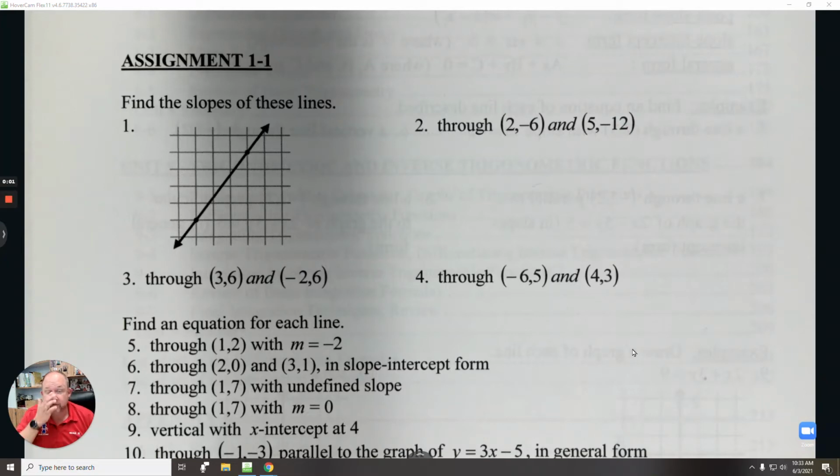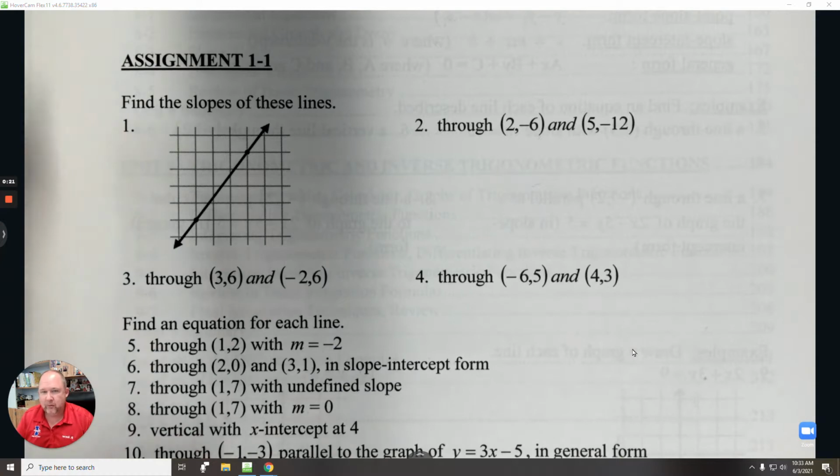All right, this is assignment 1-1. The best way to do an assignment with me is for you to do it first, and then press play and see if you did it right. And if you need support, press pause up to the point where you don't need support anymore and try to be as independent as much as possible.